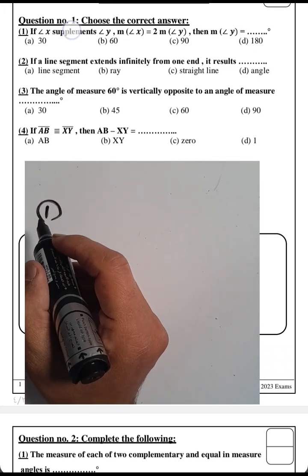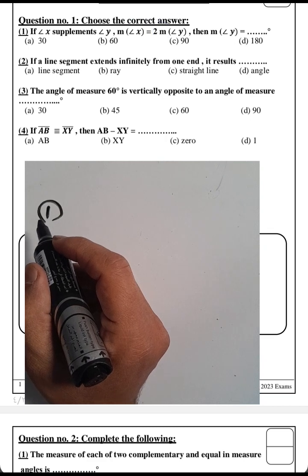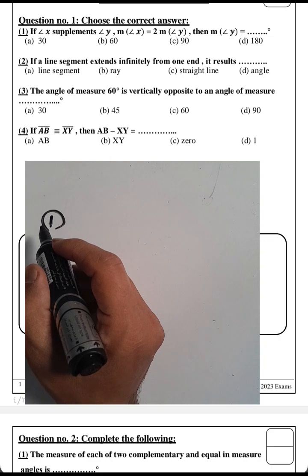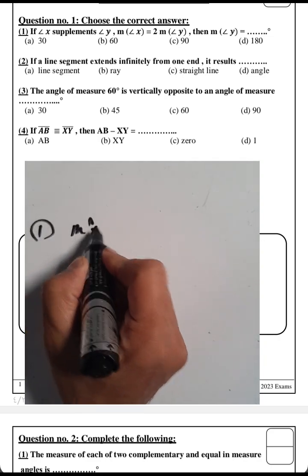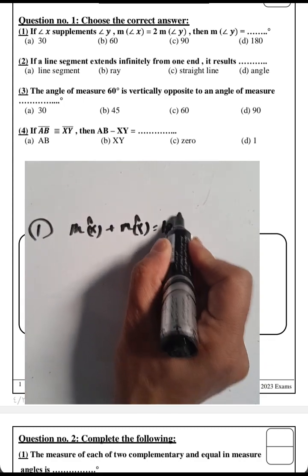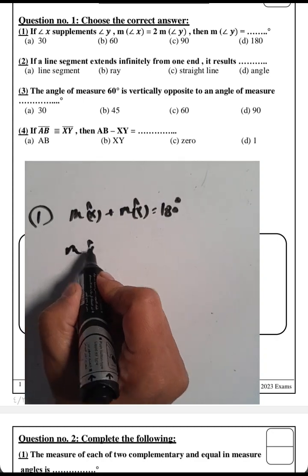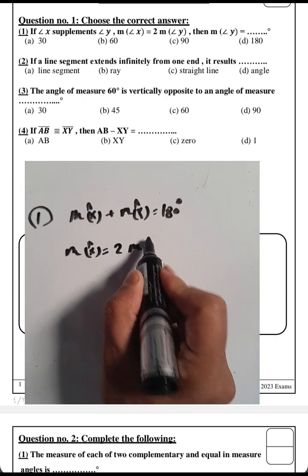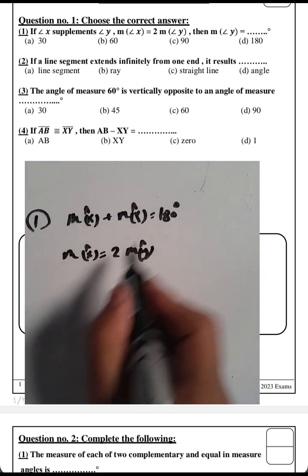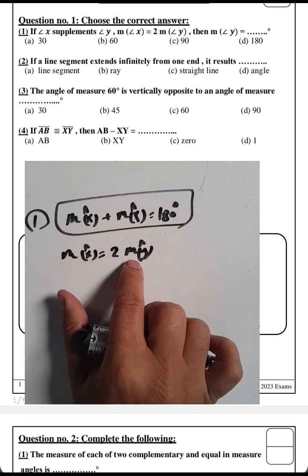If x supplements y and the measure of angle x is twice the measure of angle y, then the measure of angle y equals what? We know x and y are supplements, meaning the measure of angle x plus the measure of angle y equals 180 degrees. And then he gives us that the measure of angle x is twice the measure of angle y. The sum of them equals 180. Then we can write the measure of angle x equals twice the measure of angle y.